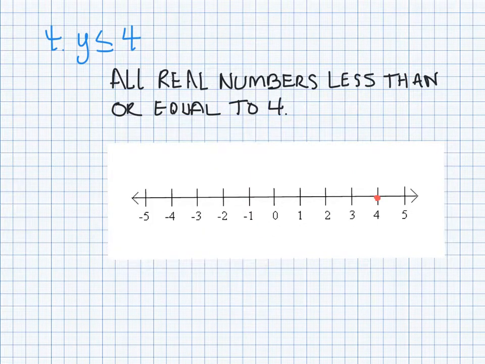Now we have y is less than or equal to 4. Verbally, we would say all real numbers less than or equal to 4. We have our endpoint. We have an equal sign, so it's a closed circle, and we are going this way on our number line because it's less than or equal to 4.